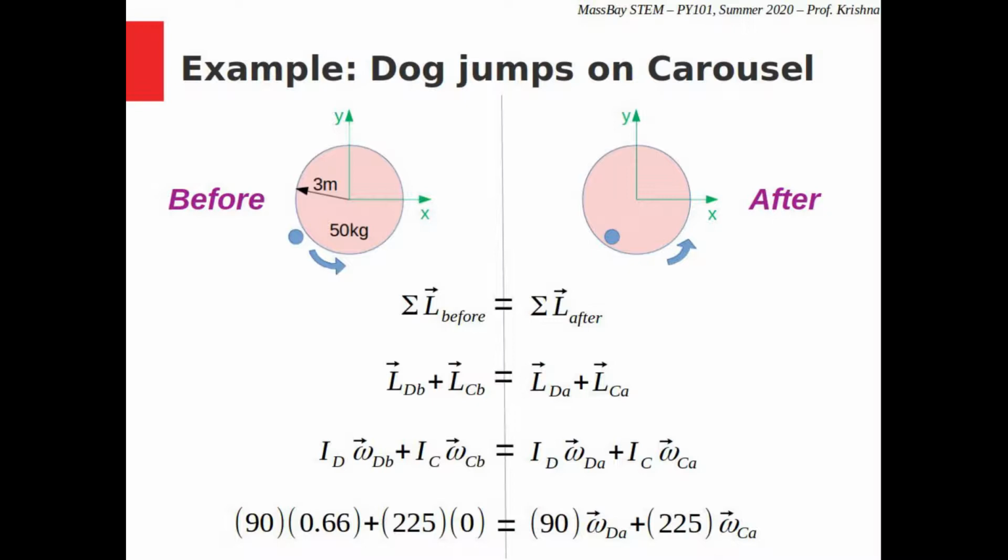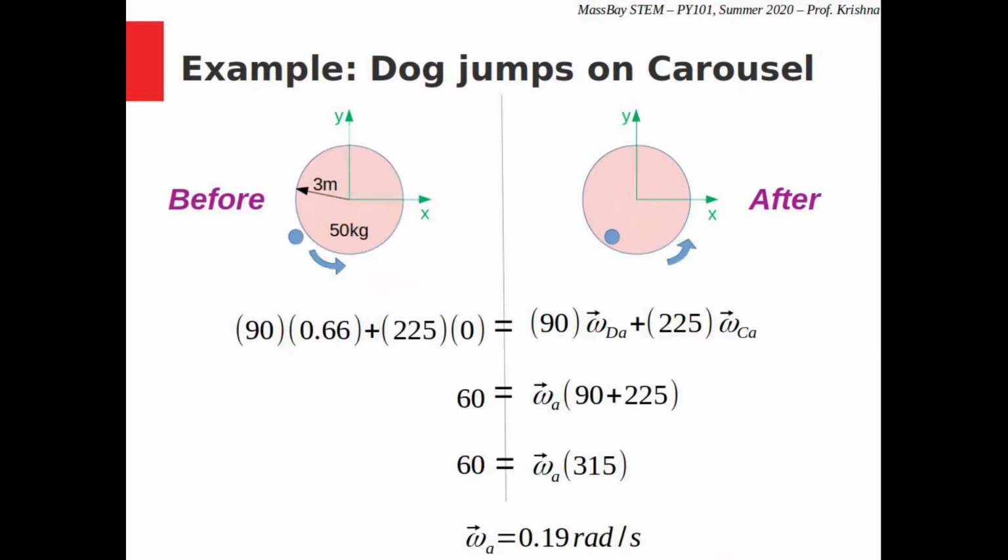We can substitute in all we know. Originally, the carousel was standing still, so its angular velocity at the beginning is 0. When the dog jumps on, it remains at its original distance from the center, that's 3 meters, so its moment of inertia hasn't changed. The other thing is, after the dog jumps on, it spins at the same rate as the carousel, so the angular velocity of the dog after it jumps on equals the angular velocity of the carousel. We can therefore solve for the final angular velocity of the dog and the carousel. It works out to 0.19 radians per second.